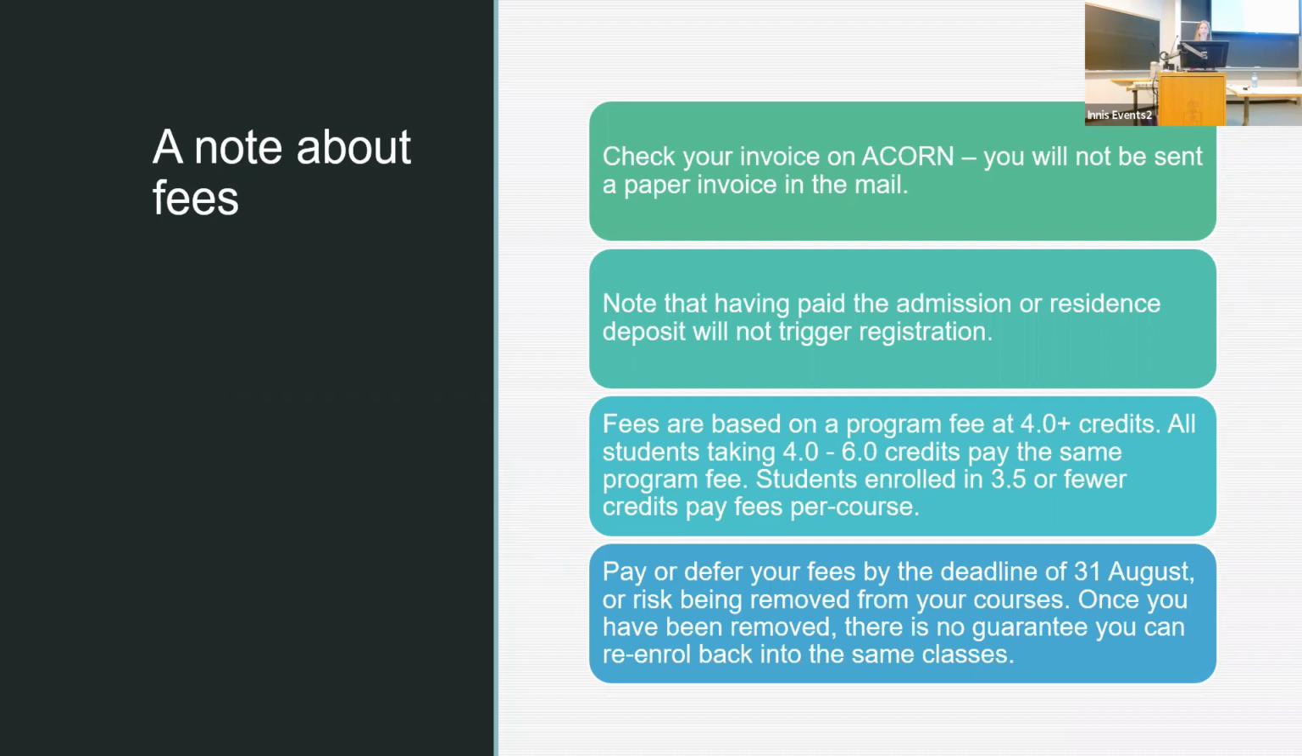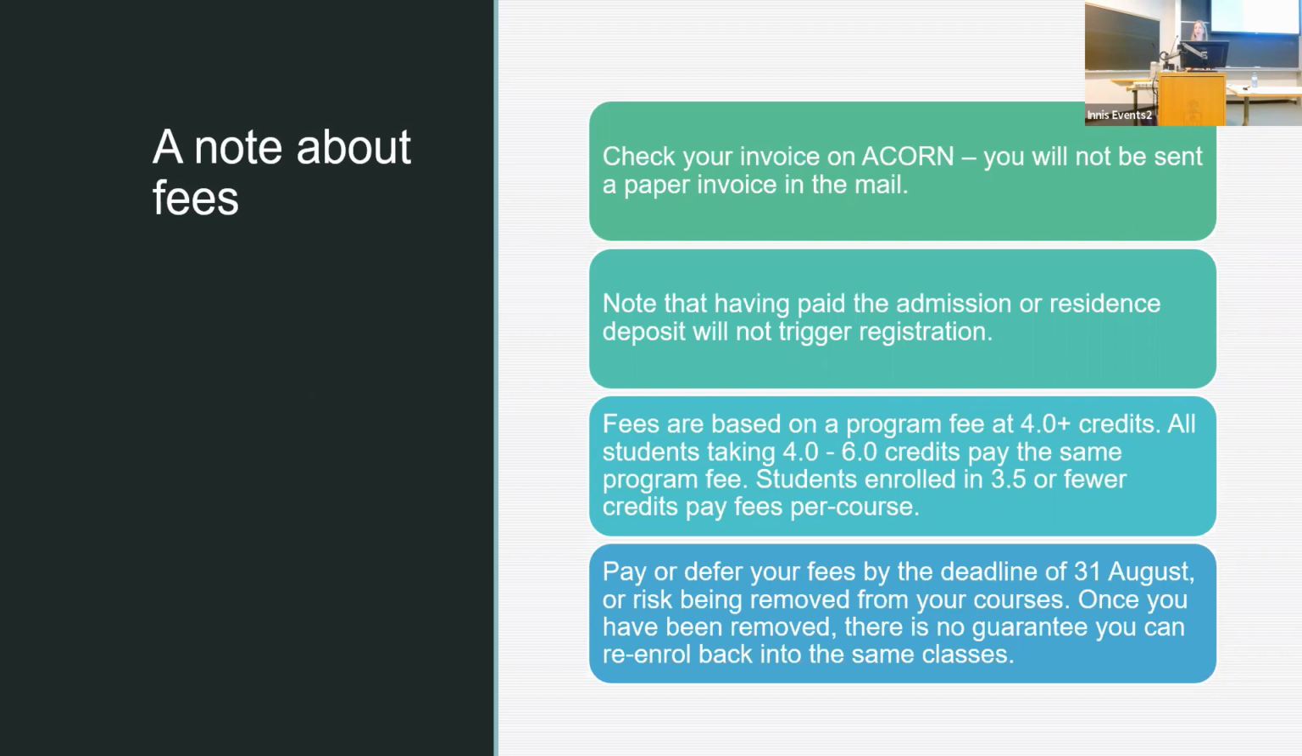Fees are based on a program fee. So the university expects that you're going to be taking at least 4 credits. The program fee is based on 5 credits worth of courses, so it's a flat fee, and adding and changing courses doesn't affect that. If you enroll in 3.5 credits or fewer, you're actually charged per course fees. And when you drop courses, depending on the time of the semester that you drop the course, you may get a further refund.